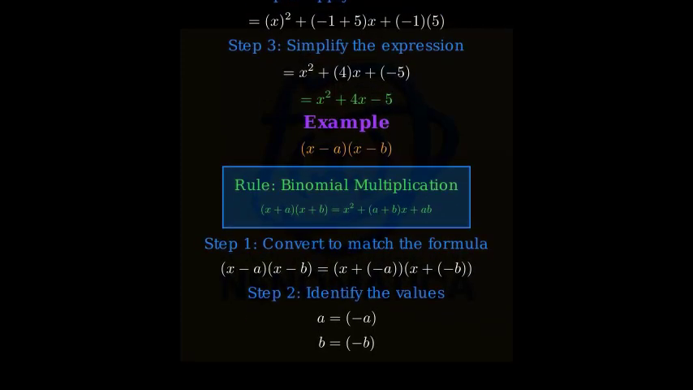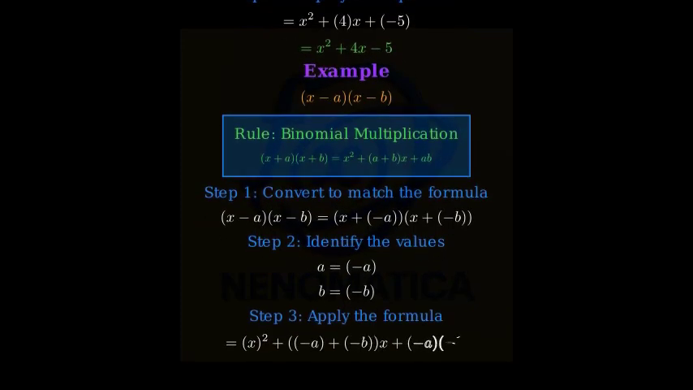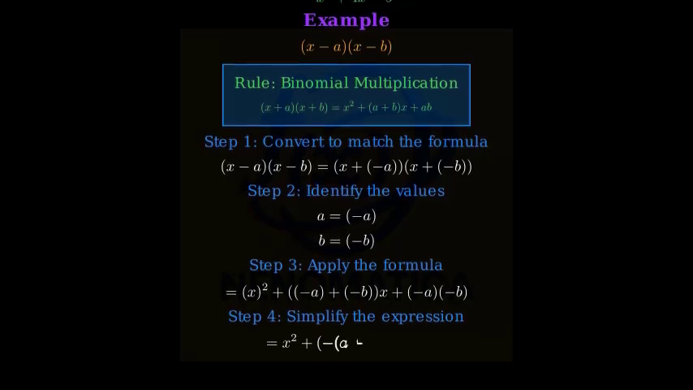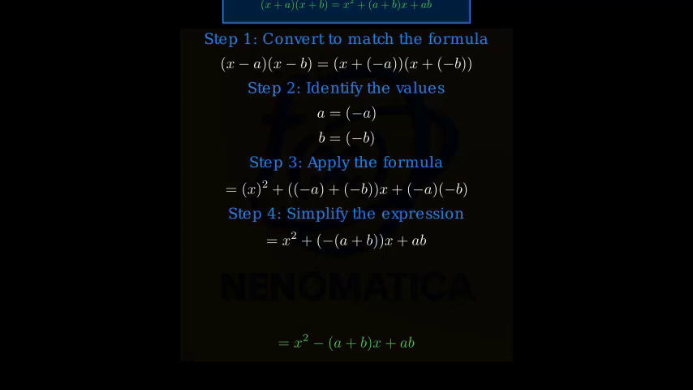Let's apply the formula. We have x squared plus negative a plus negative b times x plus negative a times negative b. Now, let's simplify the expression. First, negative a plus negative b equals negative (a + b), and negative a times negative b equals positive a times b, or ab. Let's simplify further. We can also write this as x squared minus (a + b)x plus ab.